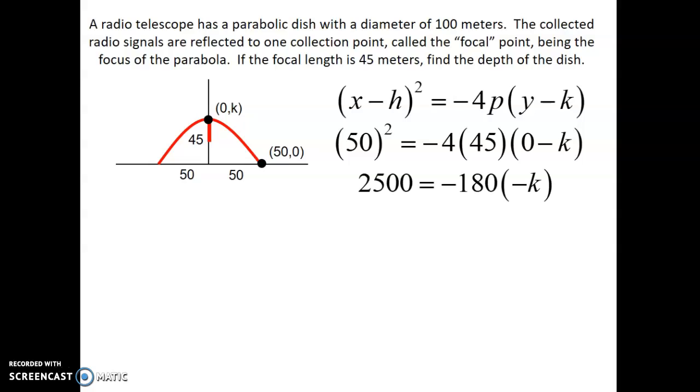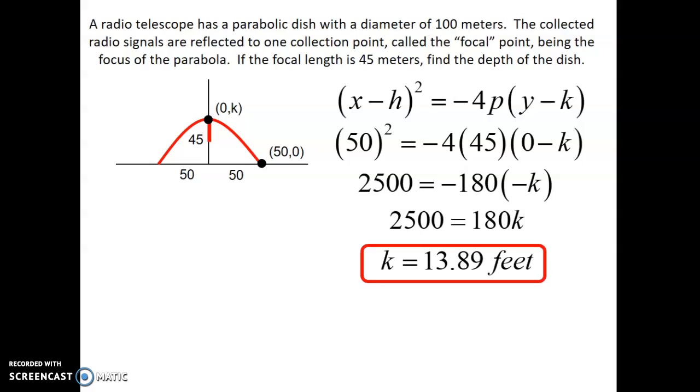you will get 50 squared is 2,500, -4 times 45 is -180. We're still going to multiply that -180 by -k, which gives us positive 180k. We divide both sides by 180, and we're going to get 13.89 feet. Okay, so again, you fill out all the information that you do have, you solve for the remaining variable that you don't know, and that's going to be your answer.